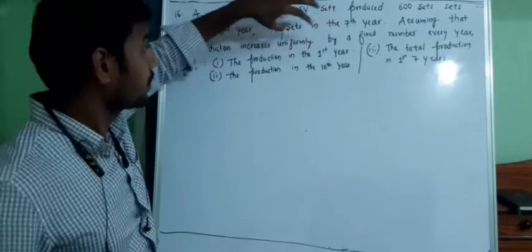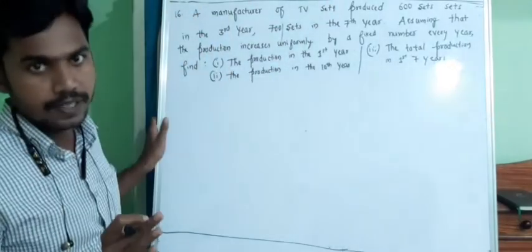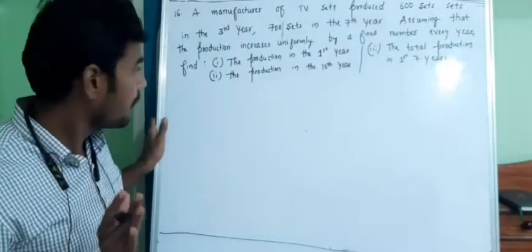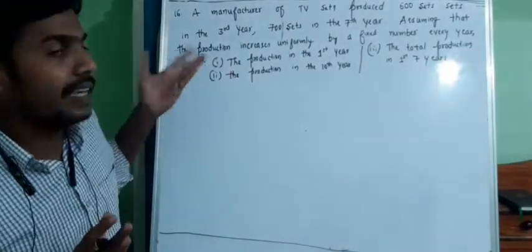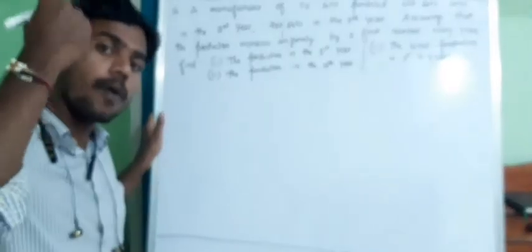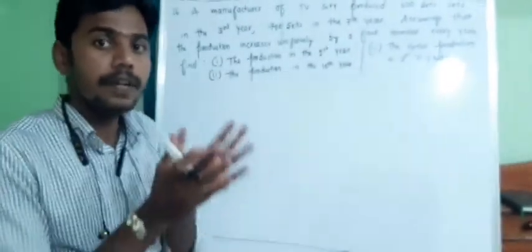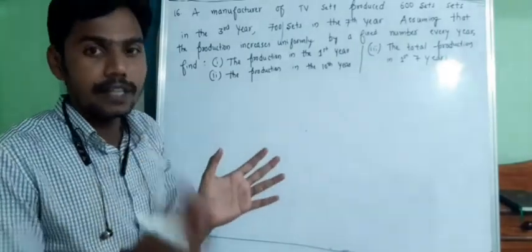Okay, next. What we need to find? The production in the first year. That is first term we need to calculate. Next, the production in the 10th year means 10th year ka production, not sum of 10 years ka production, only whatever the amount of TVs that are produced in the 10th year. Next, the total production in 7 years. So, from first year to till 7th year, whatever the TVs that has been produced by the company, we need to add and we need to give.